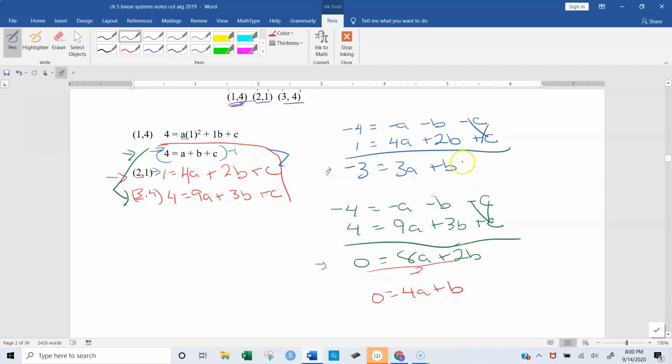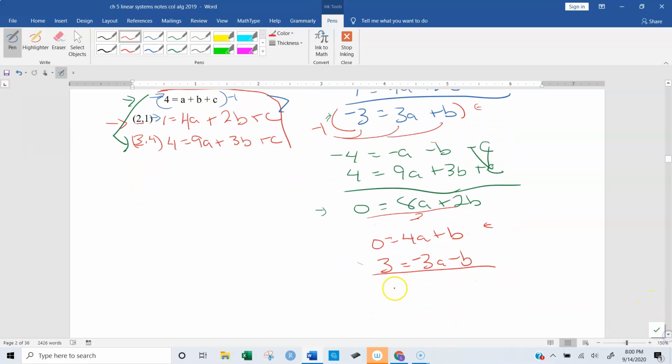Well, now it's pretty easy to eliminate here. I just have to multiply one of these by a negative. So let's just do the top one for fun, by a -1 and add it to this one. So now I've got 3 equals -3a minus b. Remember to distribute it all the way through. Okay, add those up, and we get 3 equals a. I have my very first one.